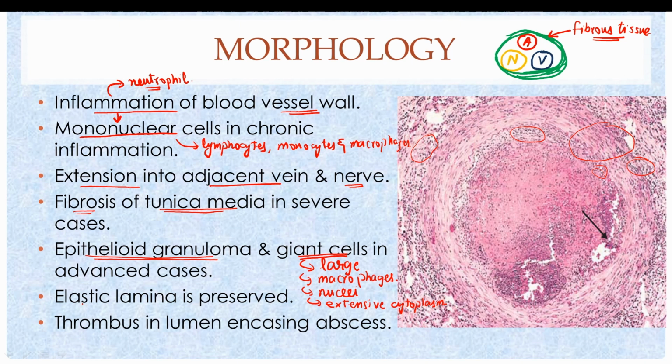Another particular feature about Buerger's disease is that in this type of vasculitis, the elastic lamina is preserved and it remains unaffected. The thrombus present in the lumen often contains multiple microabscesses within itself. As you can see, there are multiple microabscesses within the thrombus, and often these thrombi get canaliculized. These are the canals present within the thrombus.